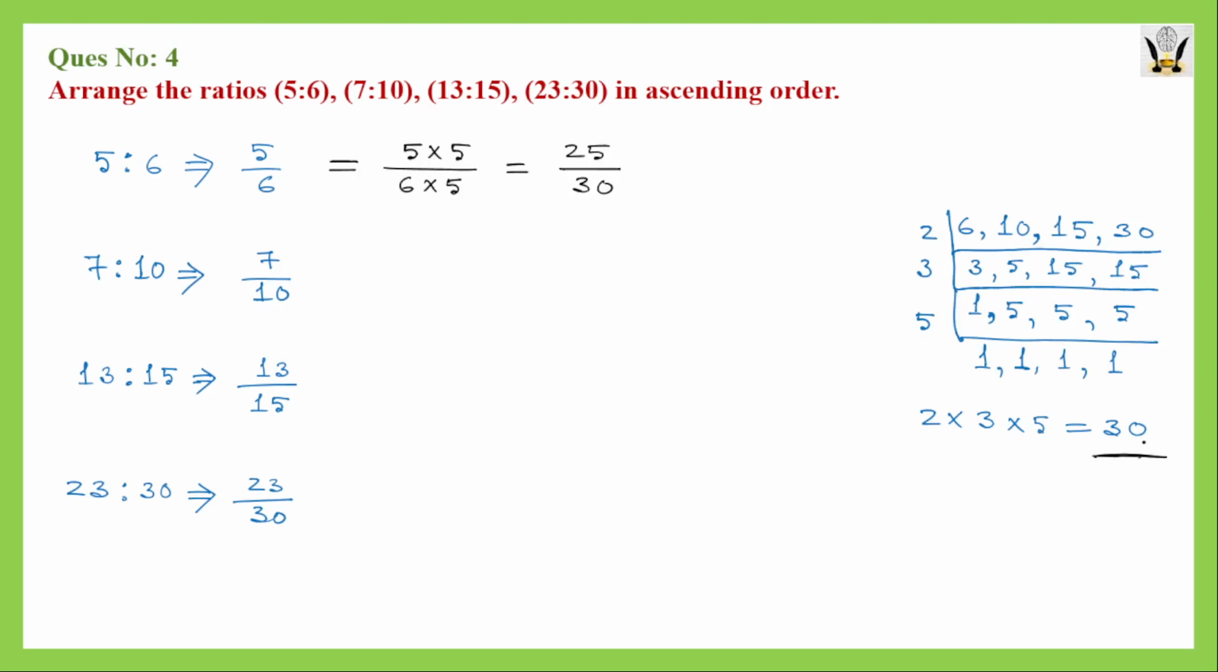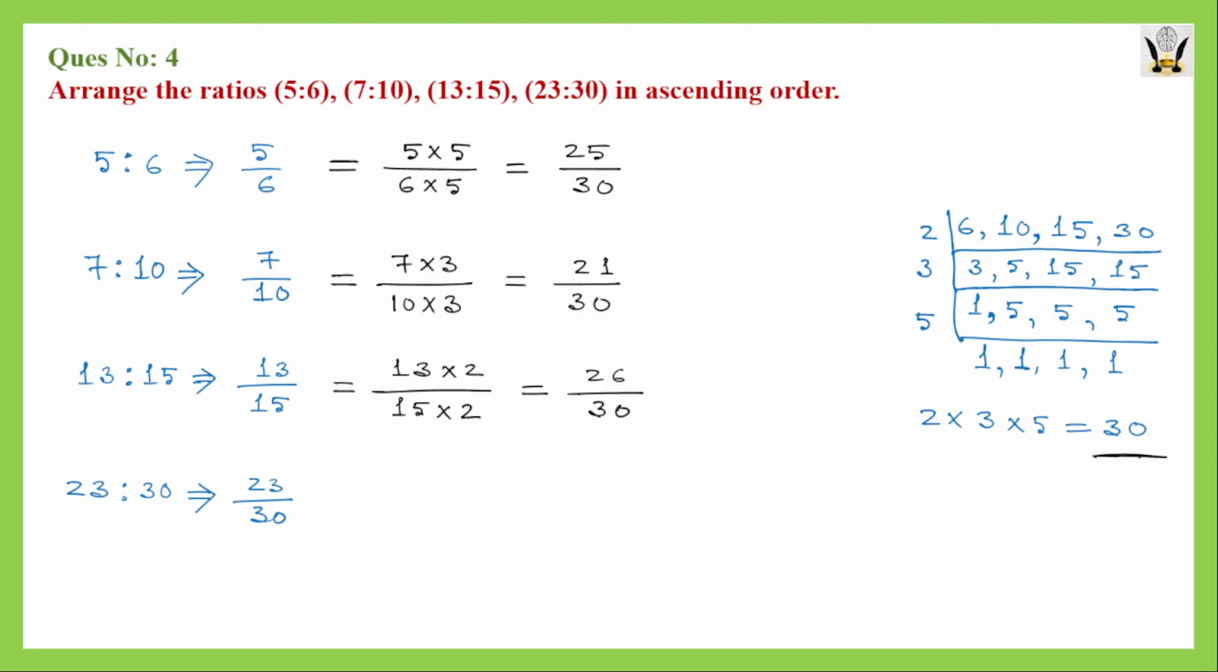So if we want to represent them as like terms, the denominator will be 30, and to do that the numerator of 5 by 6 will be changed to 25. So 7 by 10 will be changed to 21 by 30, 13 by 15 will be changed to 26 by 30, and 23 by 30 stays 23 by 30, as the denominator is the same as the LCM.